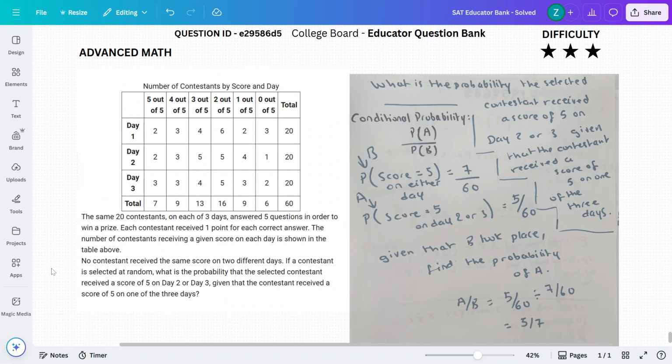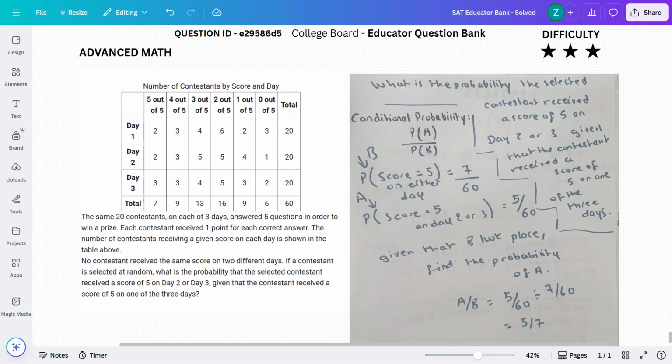So, no contestant received the same score on 2 different days. If a contestant is selected at random, what is the probability that the selected contestant received a score of 5 on day 2 or day 3, given that the contestant received a score of 5 on one of the 3 days? Now, here we're given a hint.